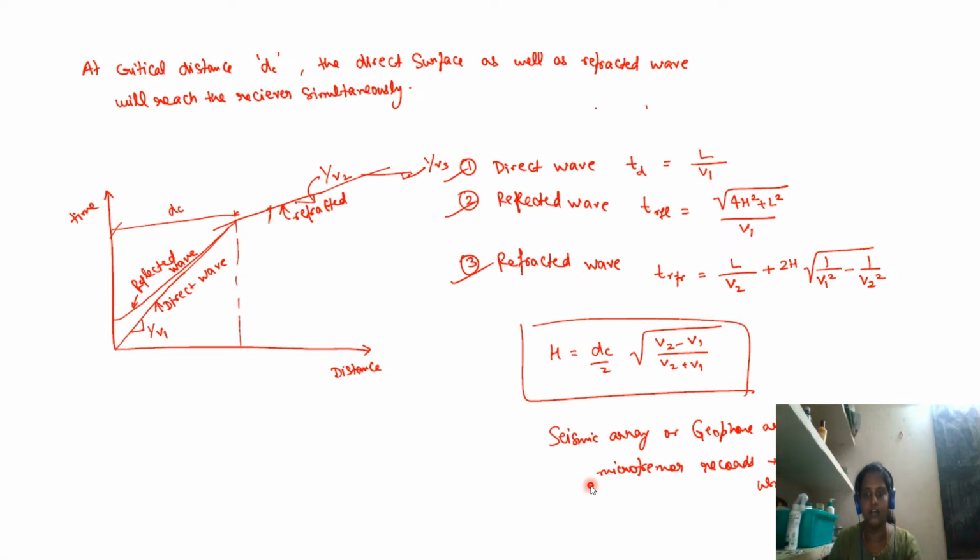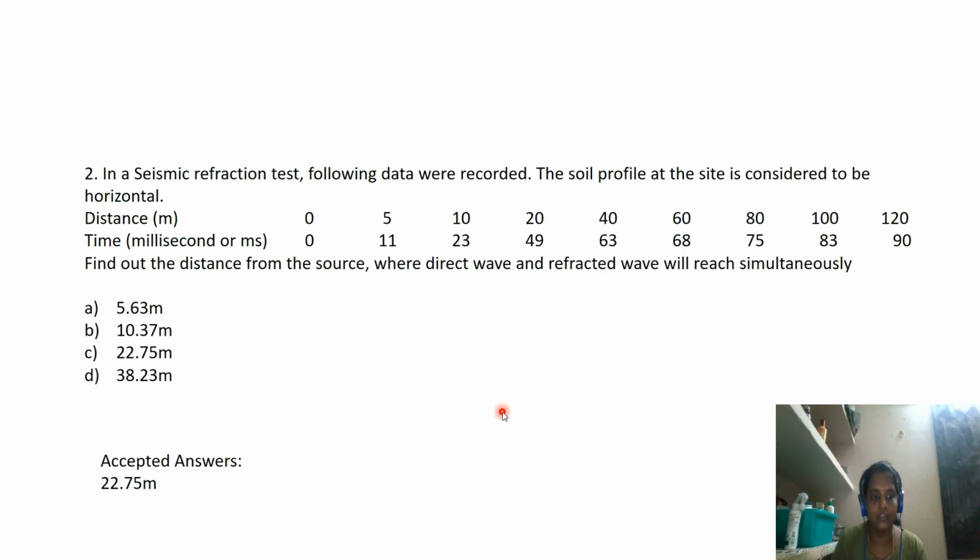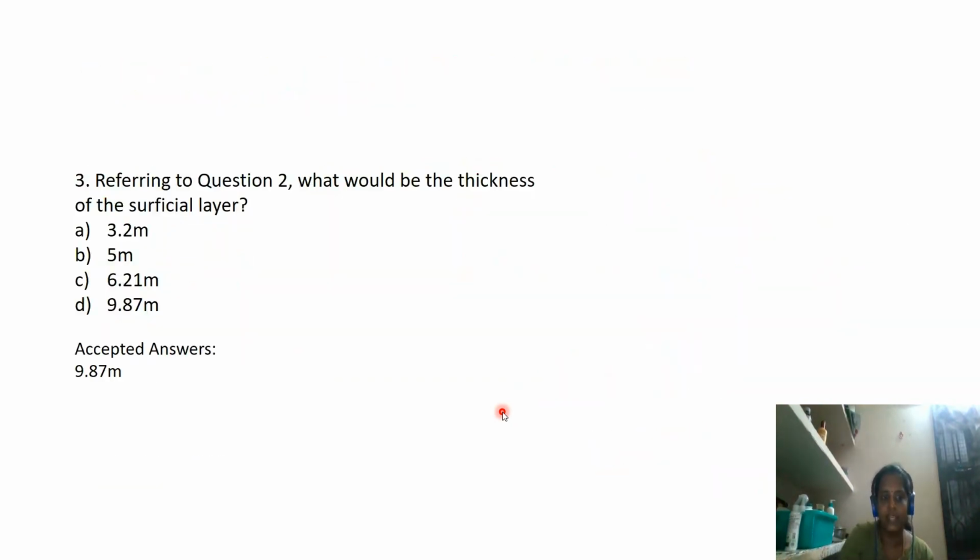I'll come back to that conversion shortly. Okay, after finishing all the questions, we'll come back again. So the answer is going to be 9.87 meters. So we are getting approximately the same answer. That is the thickness of the layer.